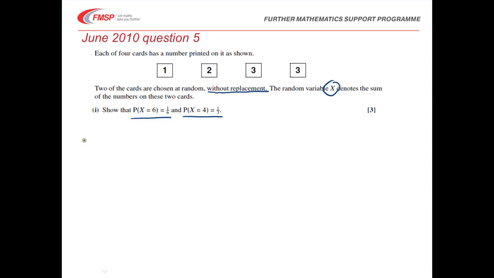So we'll do 6 first. Now there's only one way really of getting a score of 6, and that's by getting a 3 and a 3.